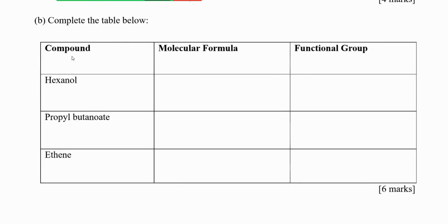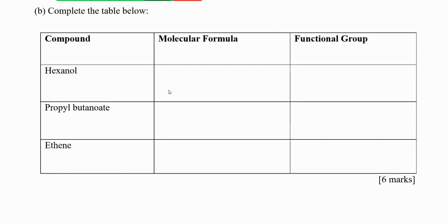Now, complete the tables below. The first one is hexanol. Hexanol, we know it has six carbon atoms. Hexanol belongs to the alcohol family, so we can use the general formula for alcohols, CnH2n+1OH. When we do that, we would have the formula C6H13OH. And the functional group here is the OH functional group.